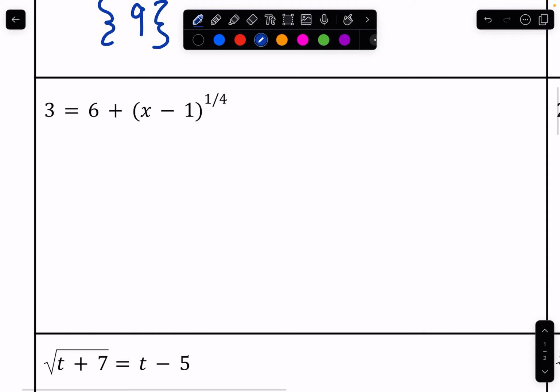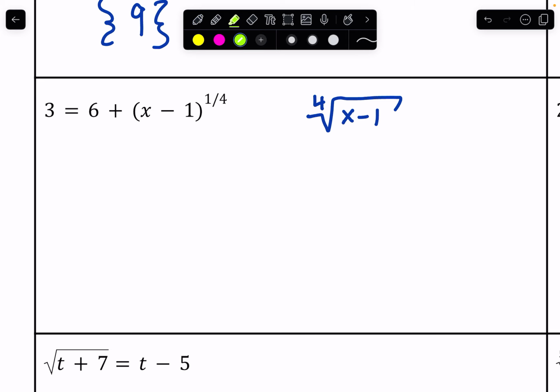All right, for this next problem, we have 3 equals 6 plus x minus 1 to the 1/4. And remember, that is the same thing as the 4th root of x minus 1. So just so you can see that, this is the same thing as that. I'm going to erase that so I have space, but for your notes, whichever way makes more sense for you, those are the same.